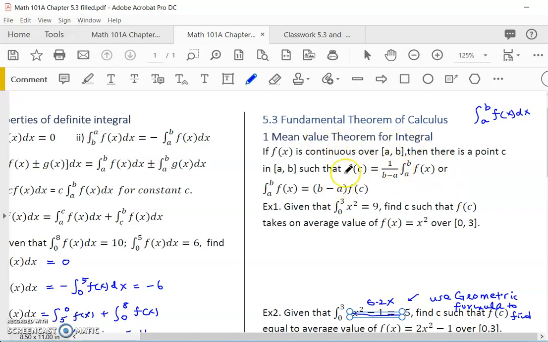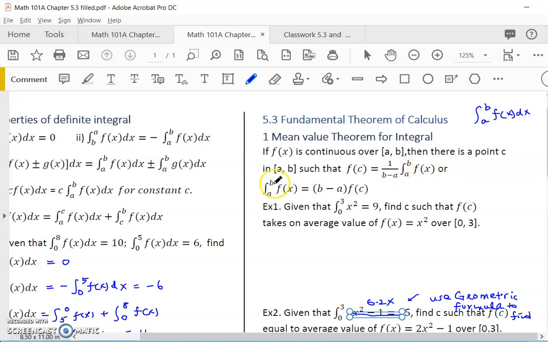So what does it tell us? Do you recognize this? We talked about this in 5.2. This is the average of a function value, the average of f of x. So you take the integral from a to b of f of x, and divide it by b minus a, and it's called the average. So the mean value theorem for integrals says that there is guaranteed a c such that f of c equals this signed area's average.